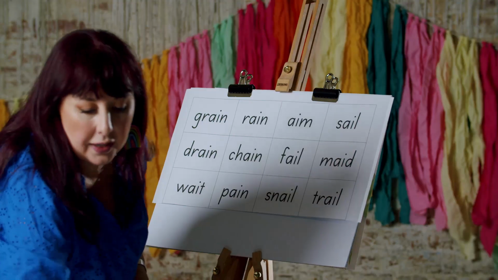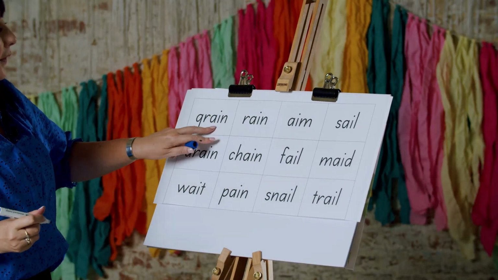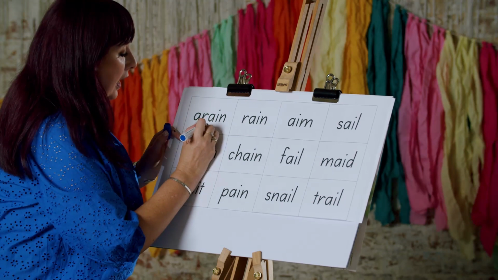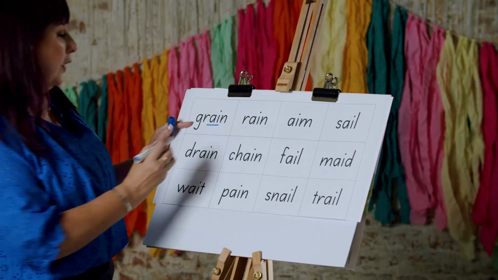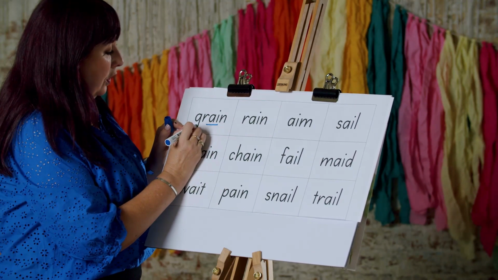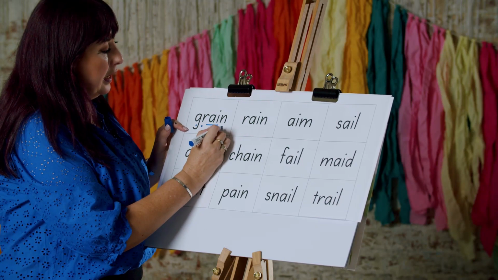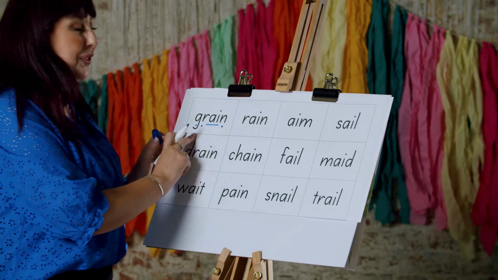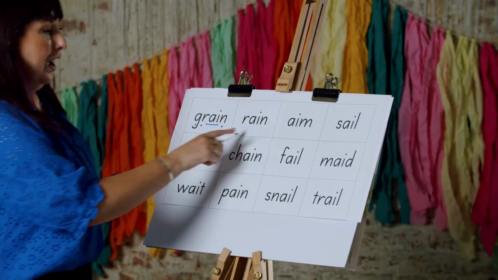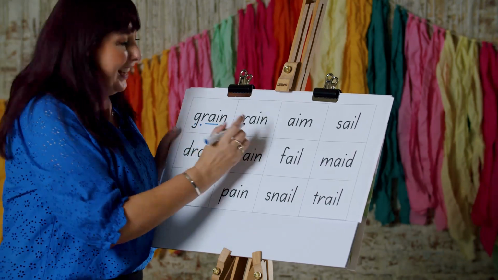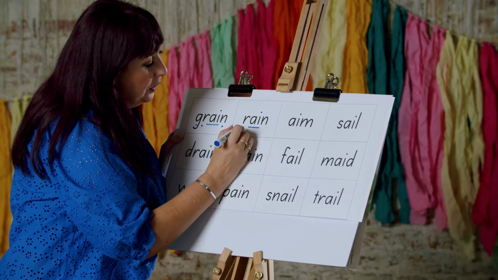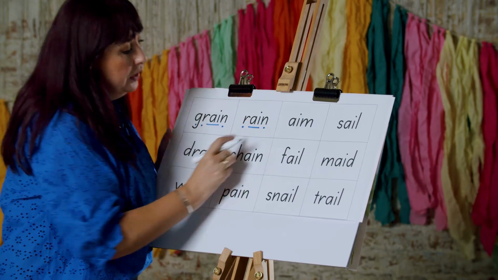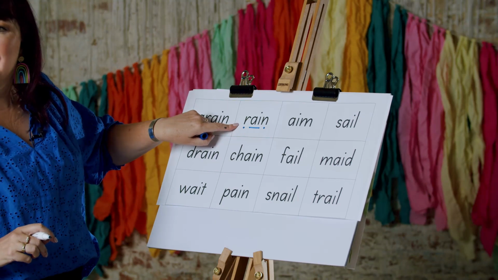Okay, so let's start over here. If I have a look, straight away I can see AI in this word. So if I have a look at the sounds, g, r, ai, n, grain. What word? Grain. Good job. This is an easy one. This is our key word, isn't it? We all know this one. What word? Rain. That's right.